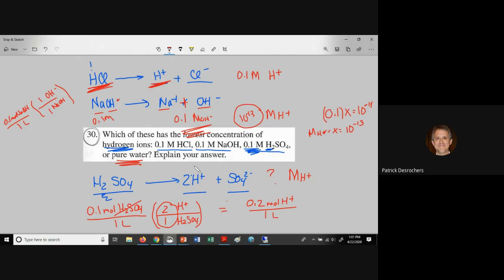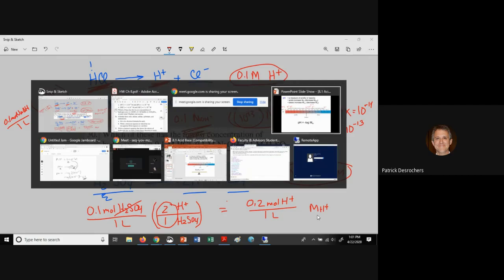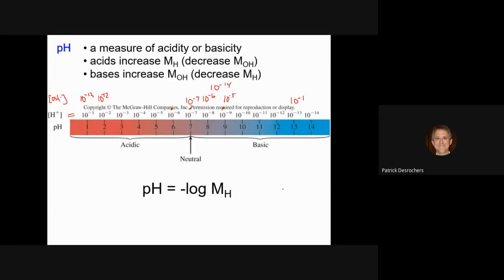We got one more. We got to add water to this, and then we can make a comparison. Okay, here's the number for this guy. Here's the number for this guy. This guy is 0.2. That's the number for that guy. What is the molarity of H plus in plain old water? Clean, pure water. Kirsten, what's the pH of pure water? 7. How do you know?